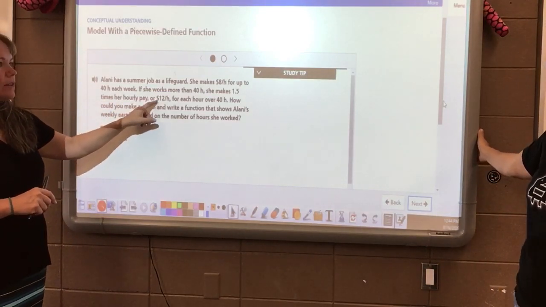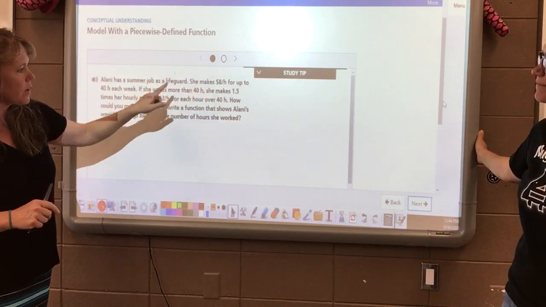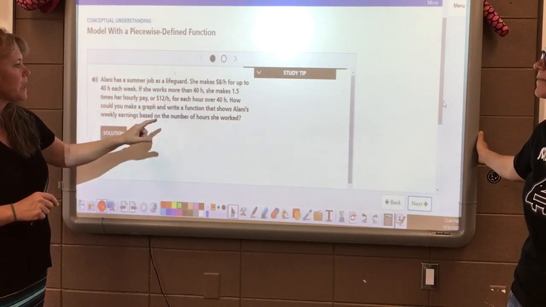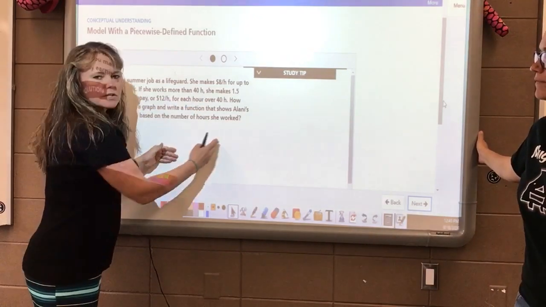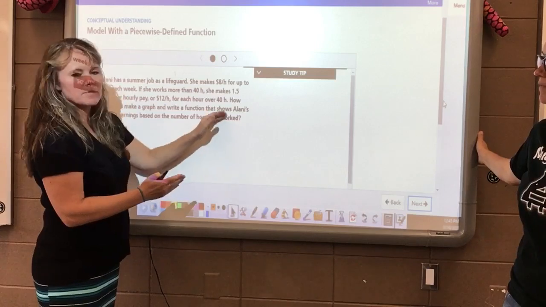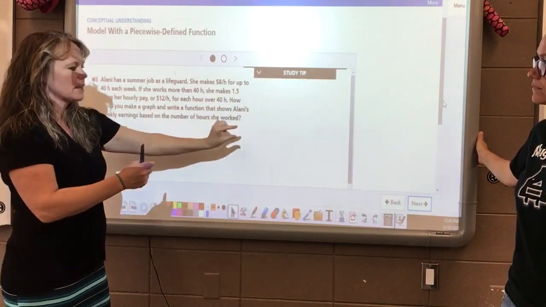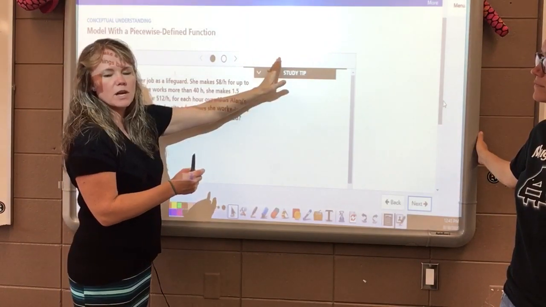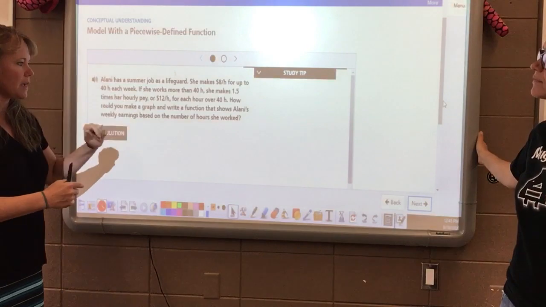Or hazard pay, or yeah, different circumstances change their pay. So 8 times 1.5 is where they're getting the $12 from for each hour over that. So for the first 40 hours, it's just a straight line, $8 times how many hours she works. But then when she gets to this one point, the slope of that graph's going to switch. So different pieces of the x-axis have different behaviors.